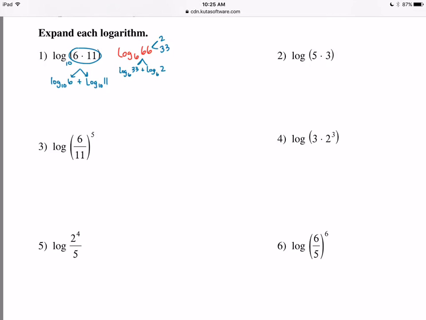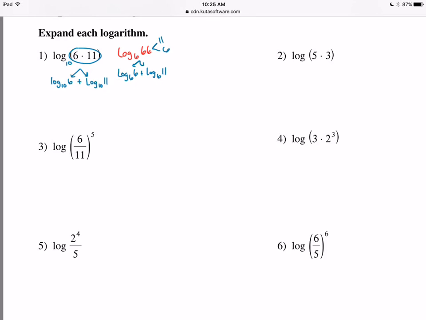But some of you might have said, well, wait, Mr. Schwandt, you could have written this another way. So 66 is 11 times 6, which is true. So you could have broken this up as log base 6 of 6 plus log base 6 of 11. So either way is fine. You could expand it any way.